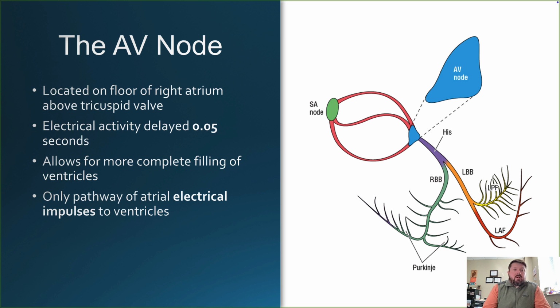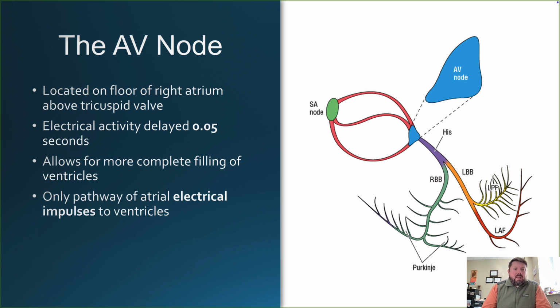So at the AV node, you actually have an electrical delay of about 0.05 seconds. This allows for a complete filling of the ventricles. So remember in a past lecture when we talked about the atrial kick, this allows for the atrial kick to allow that last 10 to 40% of blood that didn't flow just by gravity into the ventricles to get squeezed into the ventricles before it moves the impulse forward.